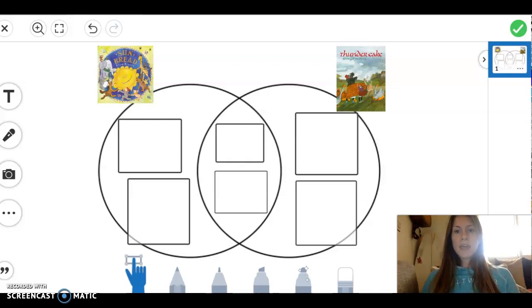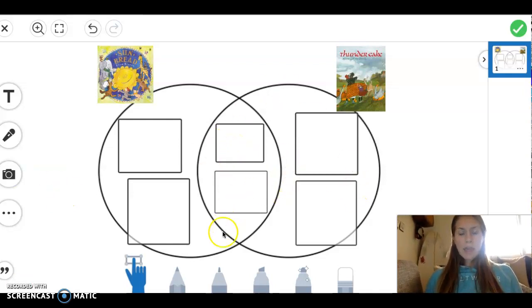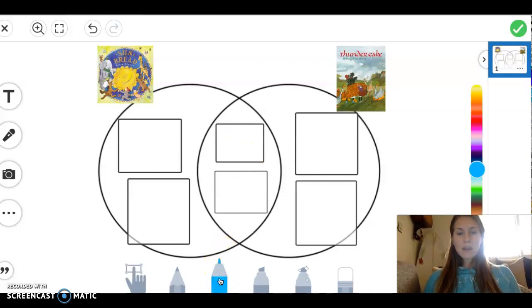So when we do a compare and contrast of two books, it's really great for there to be two things for one book, two things they both have, and then two things for the other book. So I put these squares here for you to know that. I'm going to start, and the first thing that we're going to do is I'm going to change my color, and this is where I change my color over here.